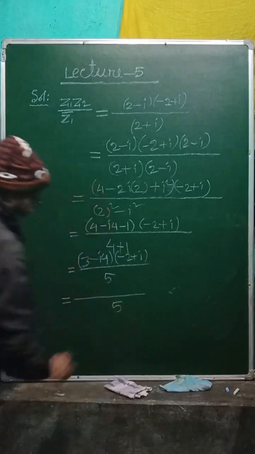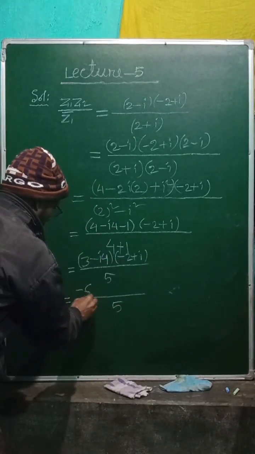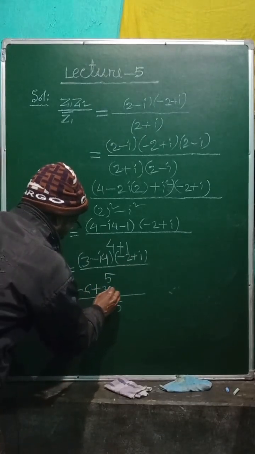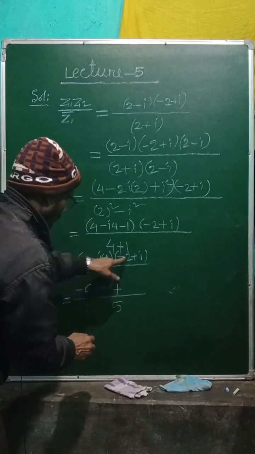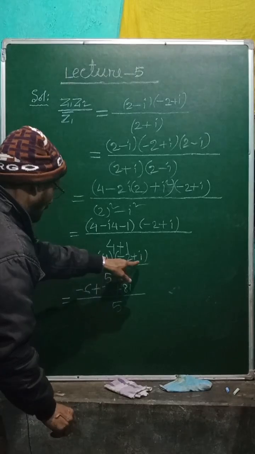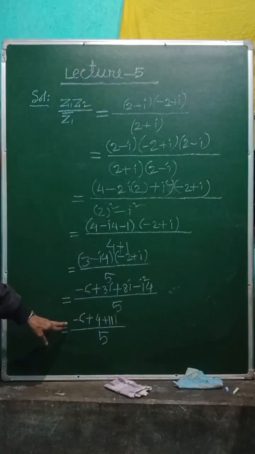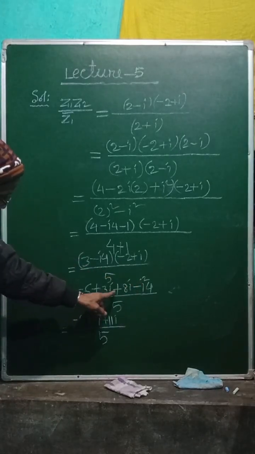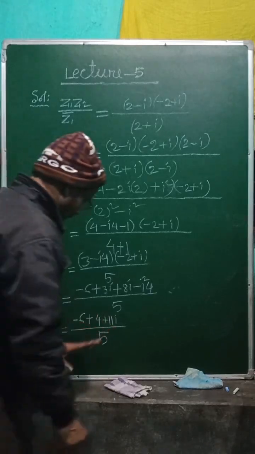5, equal to 5 in the denominator, and here minus 6, then plus 3 iota, here minus minus plus 4 into 2 is 8 iota, and here minus iota square into 4 is equal to minus 6, and this is coming as plus 4, and then 3 plus 8 iota is equal to 11 iota by 5.